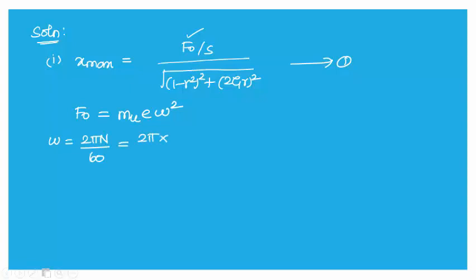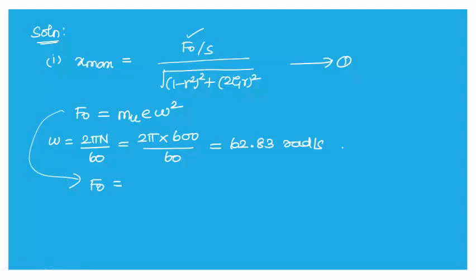Engine speed is given as 600 rpm. So the omega value will be obtained as 62.83 radian per second. So now we can calculate the value of F naught by substituting the value of mu as 20 kg, eccentricity e as 0.5 into 10 power minus 3, and omega as 62.83 square. So we can get the value of F naught as 39.48 Newton.